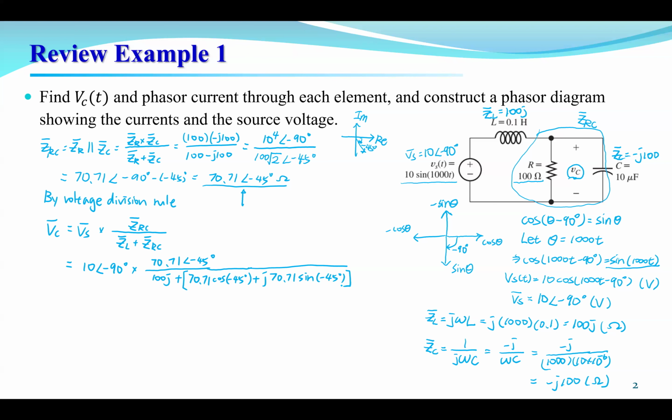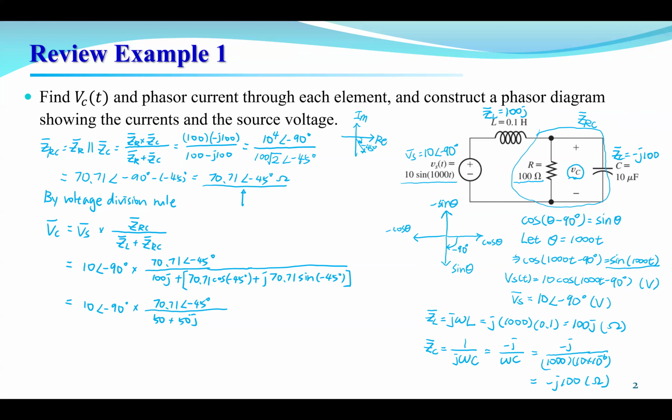The answer actually is, I did the calculation on my own, but you are encouraged to double check. So I write it down. We have 10 at minus 90 degrees times 70.71 at minus 45 degrees, and then we have 50 plus 50j in the denominator.